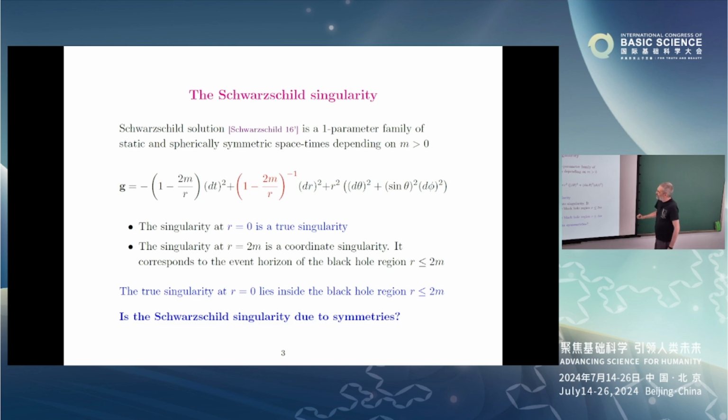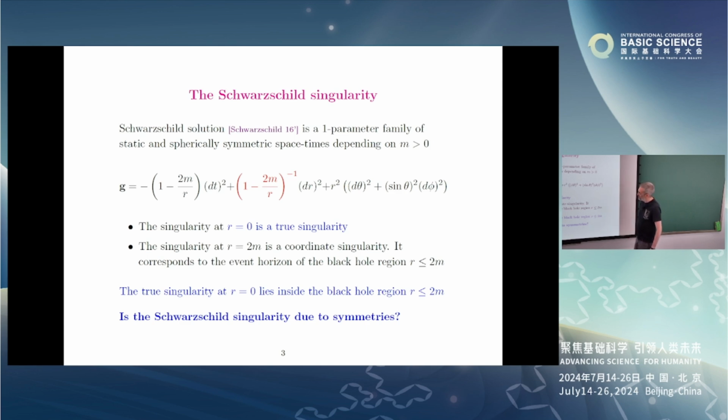In other words, in any coordinate system, you will see this singularity. On the other hand, the one at r equal to 2m is in fact a coordinate singularity. It's a fact that I chose a bad coordinate system here to write the Schwarzschild solution. And in fact, you can find a new coordinate system in which you can make this singularity disappear.